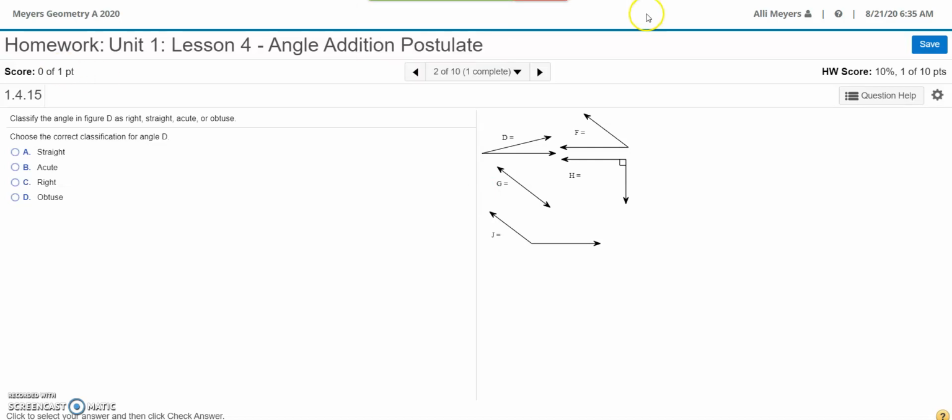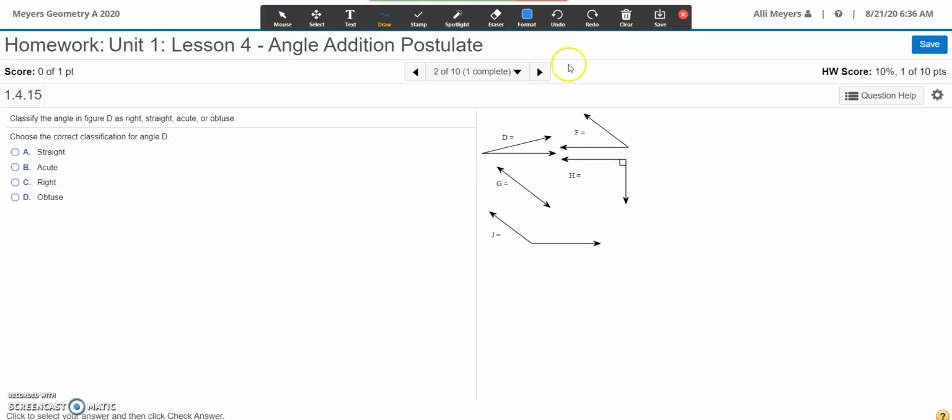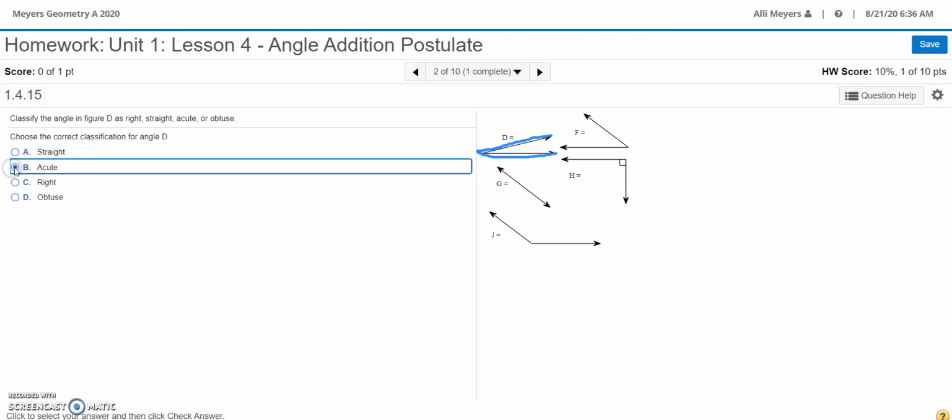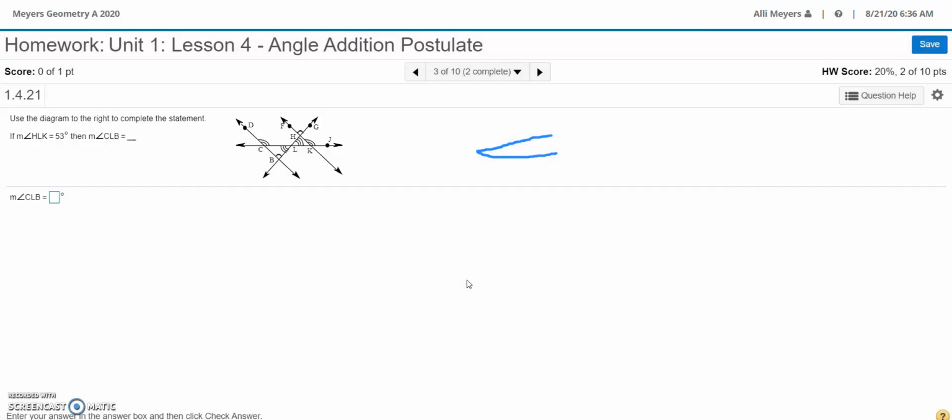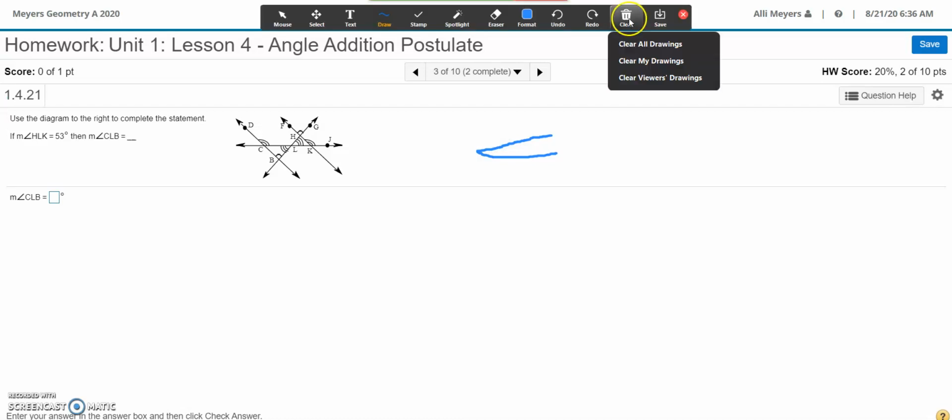All right, number 2 says classify. Classify just means name this angle D as right, straight, acute, or obtuse. So find angle D. That seems a little aggressive to give me this many pictures. But here's D, so I'm strictly judging off of appearance. This is an acute angle. It's very small and cute, adorable. Oh, they didn't ask me anything else. That was kind of silly to give all those pictures.